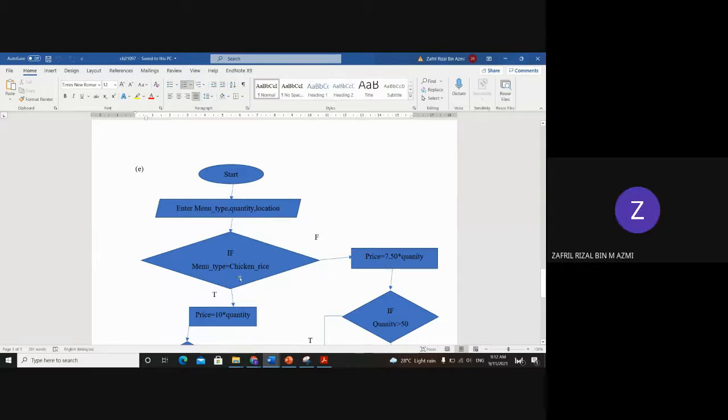Menu type. This is not a variable. If you put this, it is a value, not a variable. The value is chicken rice. Comparison symbol, equal comparison.